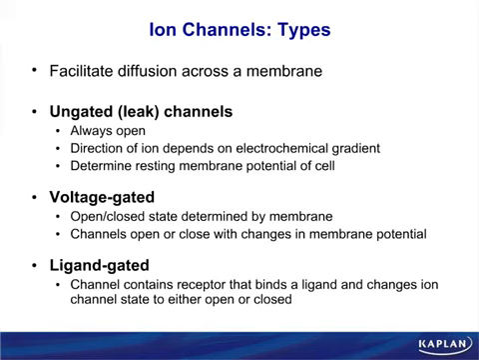Now, an ungated or leak channel, as its name implies, is always open. So an ion can easily go across even in the resting state. The channel is open and the ion can conduct through the channel. What direction the ion goes will depend upon the electrochemical gradient for that given ion. Electrochemical gradient is a concept we discussed previously.